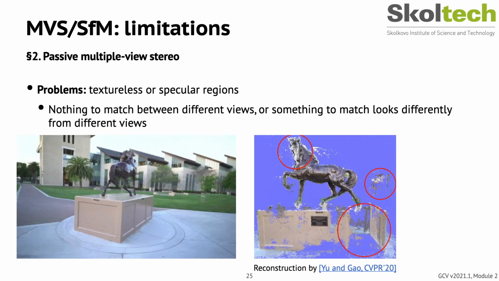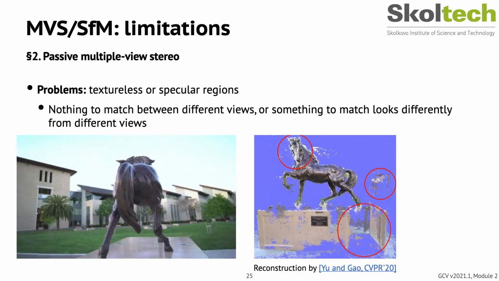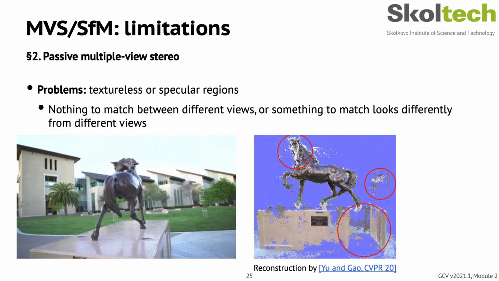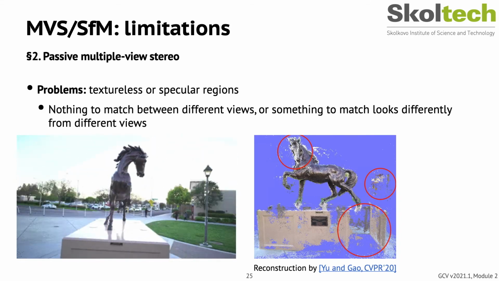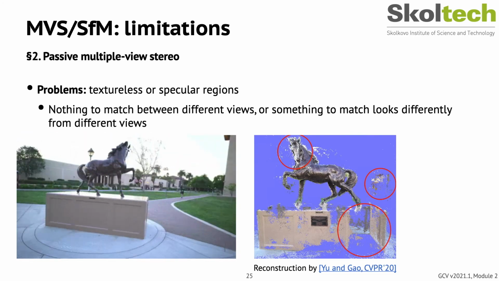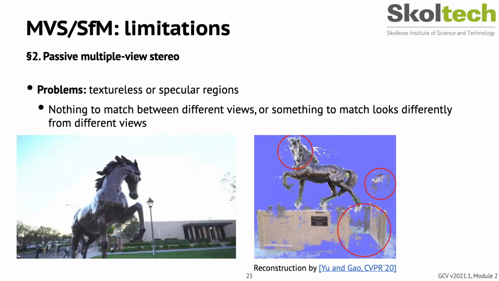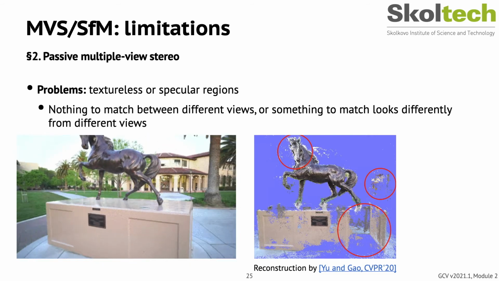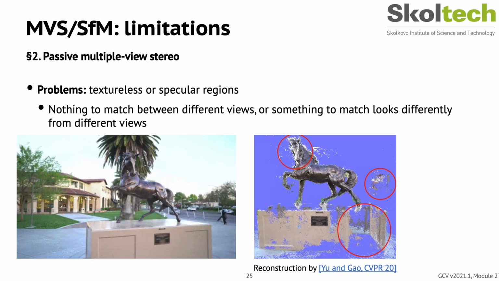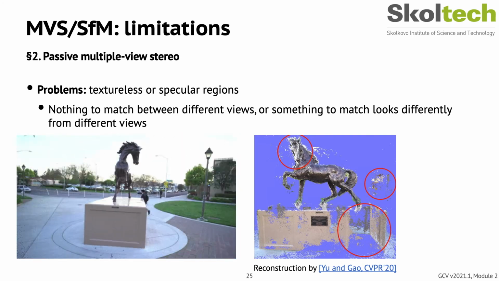Specifically, in this example, the statue of the horse from Tanks and Temples dataset has a lot of specular regions and shiny regions, and therefore it is difficult for a correspondence algorithm to find direct correspondences between the views, which results in a number of noisy patches in the resulting reconstruction, even in state-of-the-art methods.